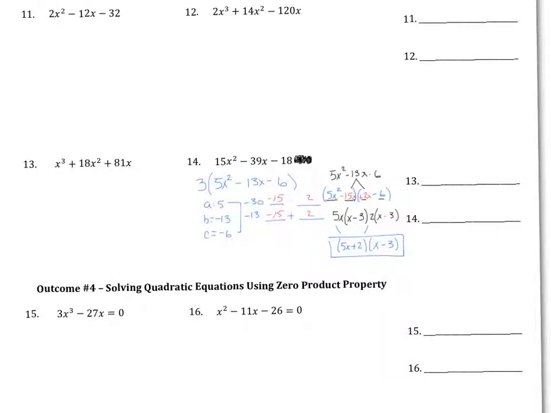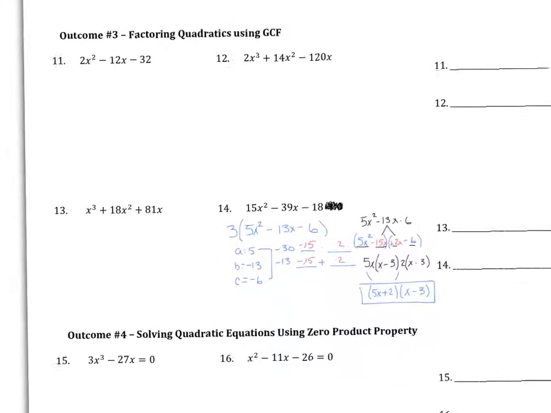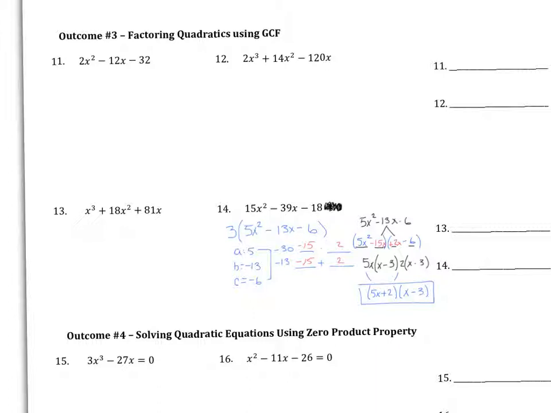All the other problems are the same. In number 11, you would have factored out a 2. In 12, you would have factored out a 2 and an x. And in 13, you just would have factored out an x.